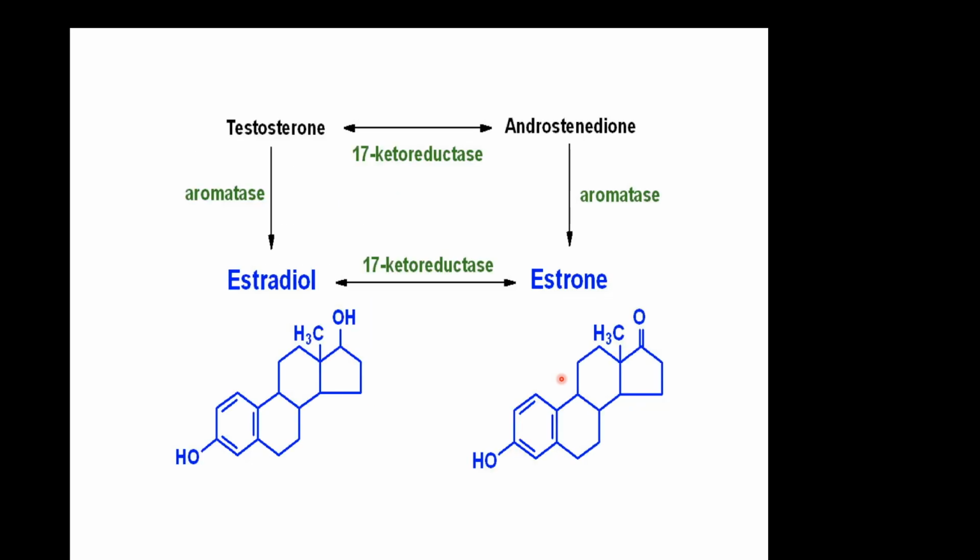Now this is the slide that will tell us how testosterone and androstenedione are converted into estradiol and estrone respectively by the same enzyme, aromatase. Moreover, testosterone and androstenedione can be converted into each other. We can say that it is a bidirectional reaction that can occur in both directions by the same enzyme. In exactly the same manner, estradiol and estrone can also be converted into one another by the same enzyme, 17 keto reductase.